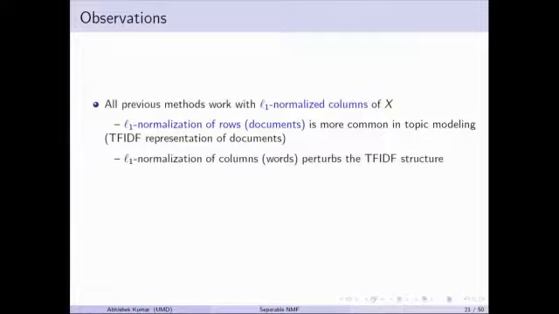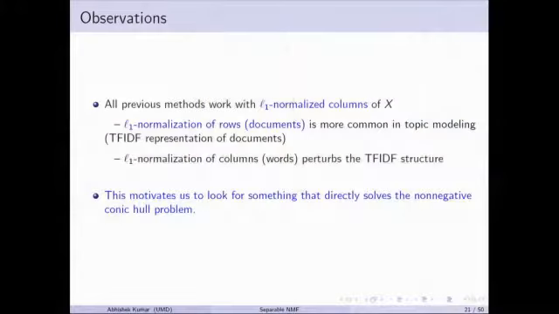There is one more thing about the previous methods: they work by L1 normalizing the columns of X. So they go after the convex hull problem, and this is problematic in text data, because in text we are more used to using the TF-IDF representation of documents, and we L1 normalize the rows of matrix X. If on top of it we L1 normalize the columns, then that perturbs the TF-IDF structure. In our experience, that adversely affects the performance under noise. So these observations motivate us to look for something that directly solves the conic hull problem, and there is no need to normalize the columns of X.